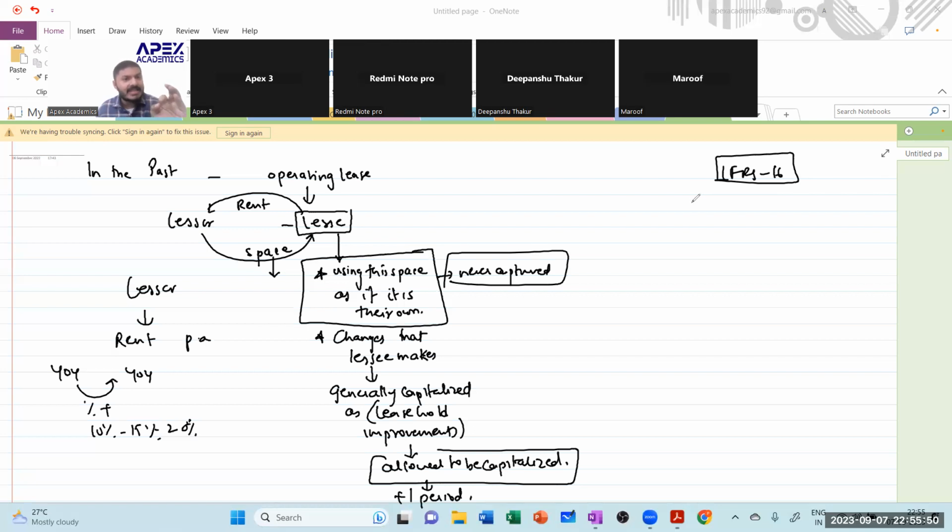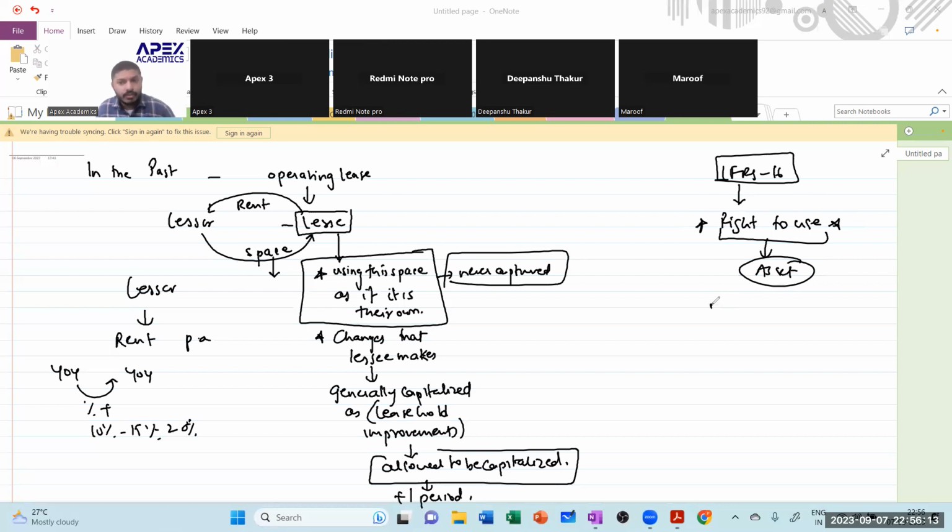So IFRS 16 came up with the idea that we need to capture the fact that the lessee, essentially by paying rent, purchases the right to use an asset. Right to use is a very, very important aspect. The right to use in itself is an asset. This right grants the lessee access to a particular asset, the right to use it the way they want to use it, and derive future economic benefits from the use of that particular asset.